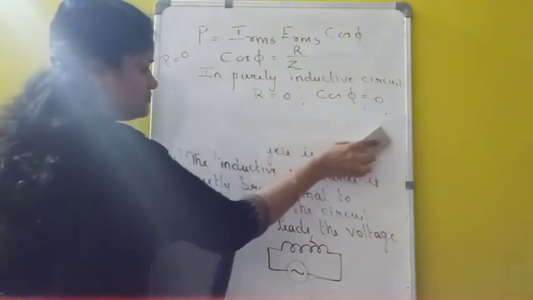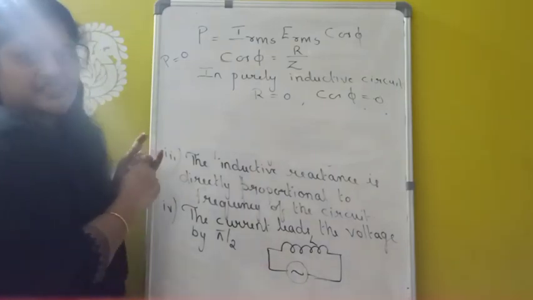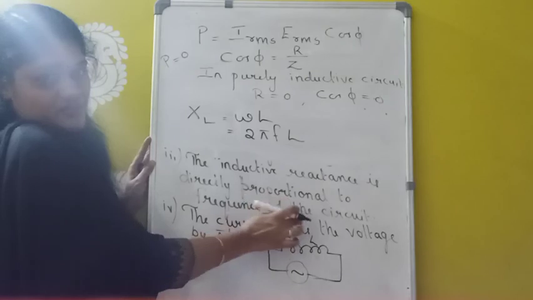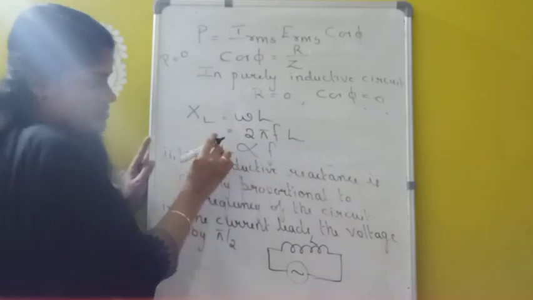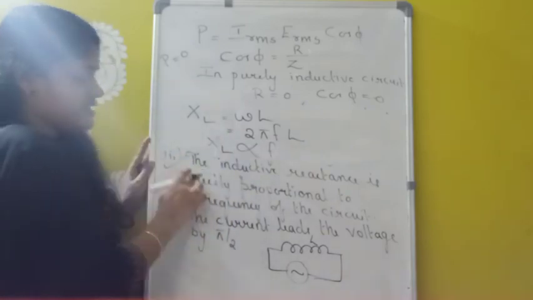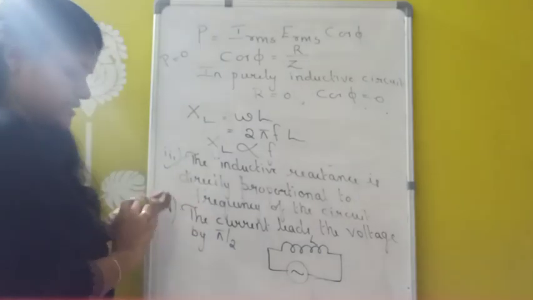Then third one, the inductive reactance, the symbol is given by XL. Inductive reactance symbol is XL, that is given by omega into L. Okay, omega into L. That means omega we can write as 2 pi F, 2 pi into frequency into L. So here they are asking the inductive reactance is directly proportional to frequency of the circuit. That means inductive reactance is XL. So XL is now proportional to which factor? F. So this statement is also true. The inductive reactance is directly proportional to frequency of the circuit. That is also true now.